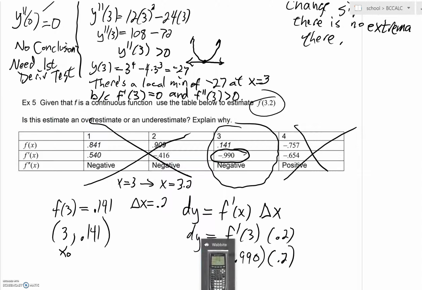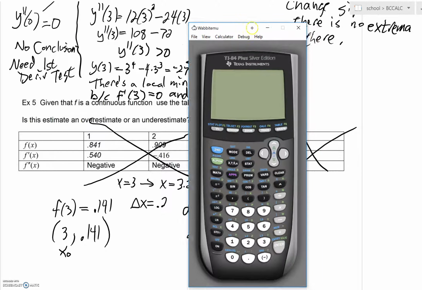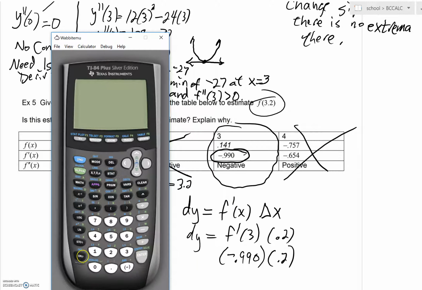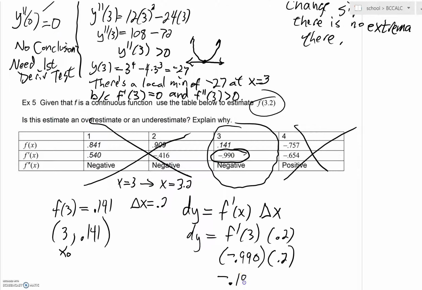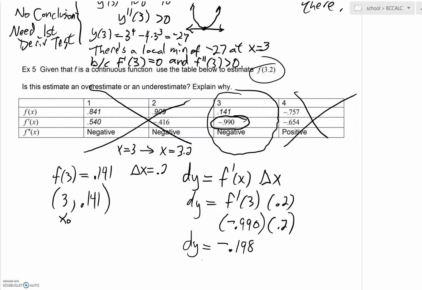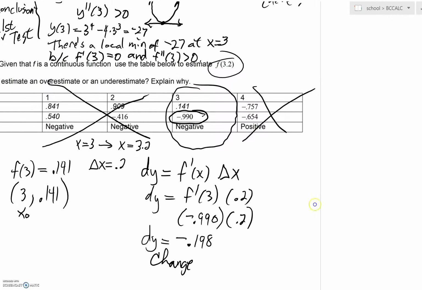And it won't take you too long to get this going here. If we just get this thing turned on real quickly, and it looks like my calculator is having some issues. There we go, negative 0.990 times 0.2. You could see that's negative 0.198. And that's your dy. But please understand this is your change. This is a review problem up to this point.